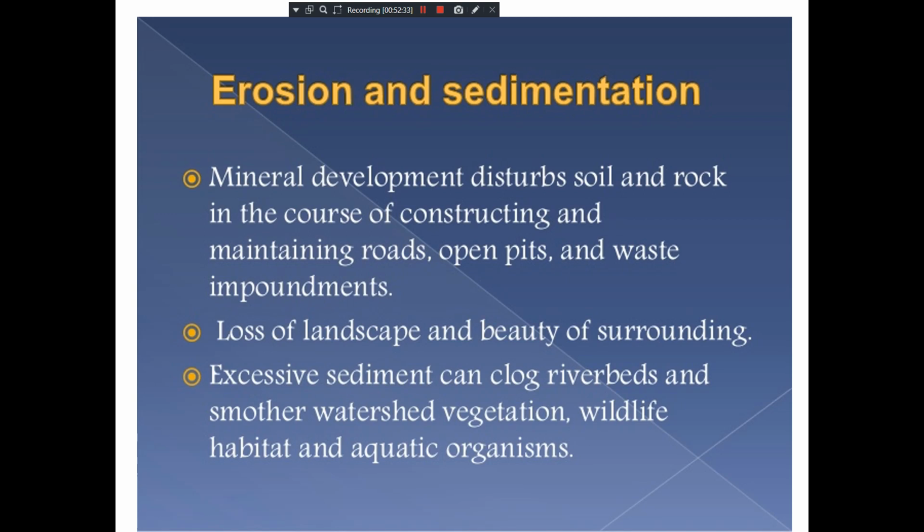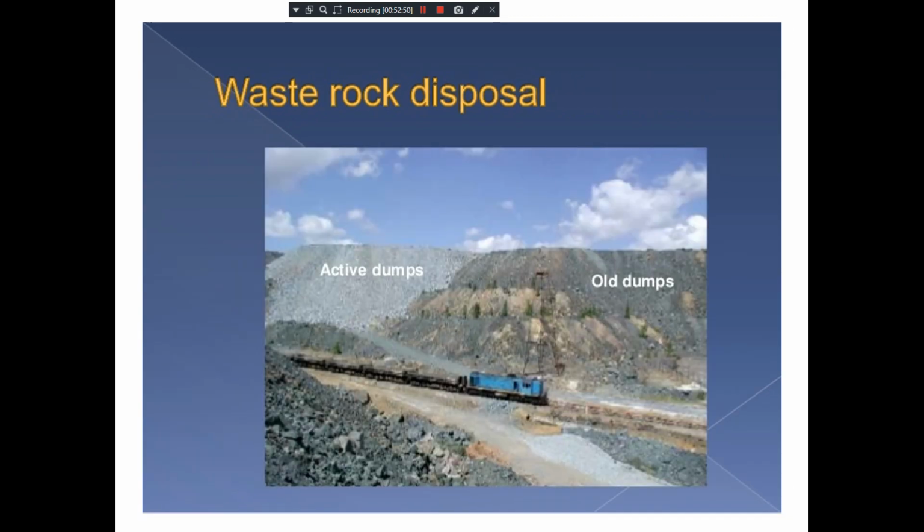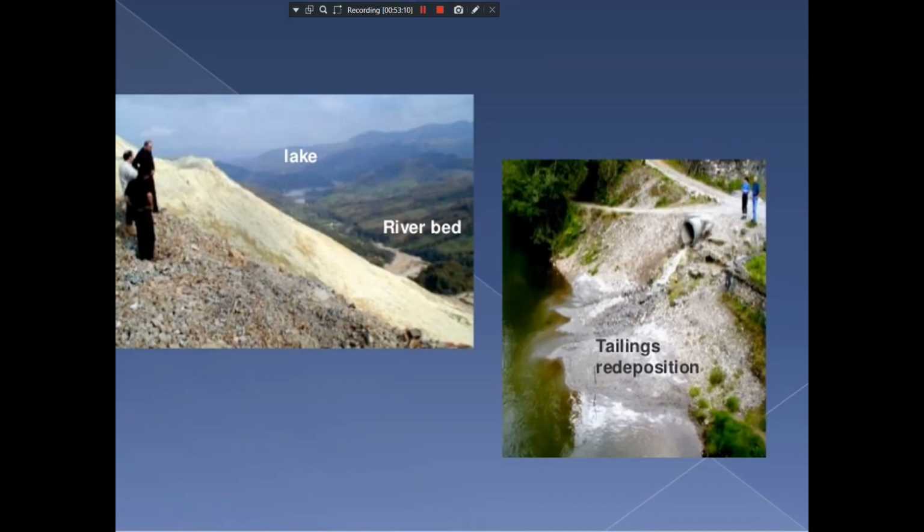Erosion and sedimentation, loss of landscape, beauty of the surroundings. These excessive sediments which come out get settled on the riverbeds. As a result, the depth of the riverbeds becomes shallow. And a major one is, when we extract the minerals, whatever is left, waste rock disposal, has become a major problem. It is dumped, and still it contains some amount of metals and minerals. These are the active dumps, old dumps. Water flows through them, and the water gets contaminated. And the same thing reaches rivers, lakes, riverbeds.